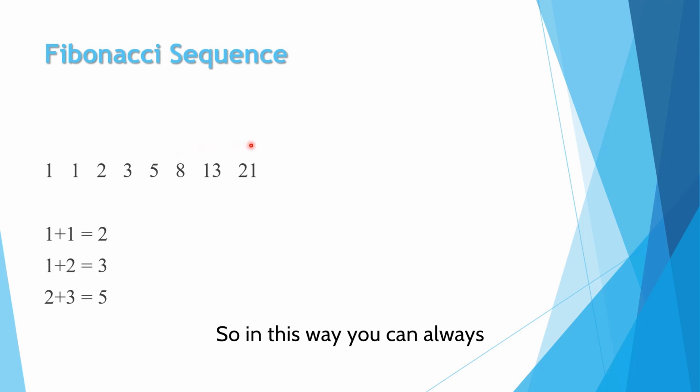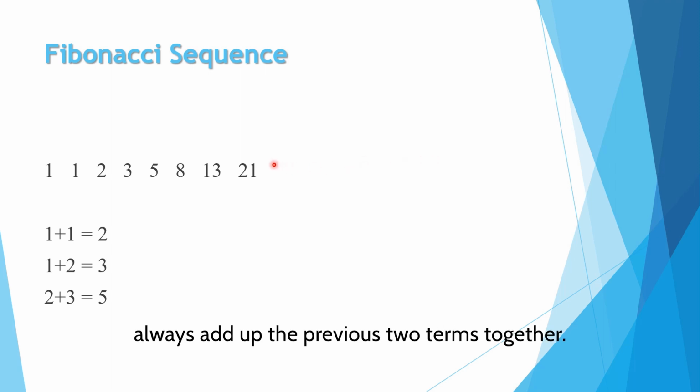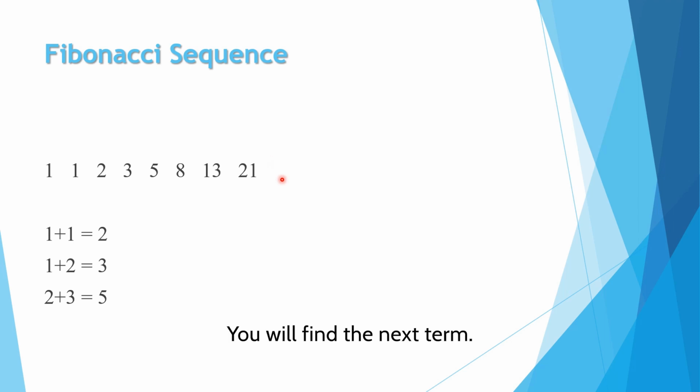So in this way, you can always predict the next and the next term. Let's say 21. If you want to find the next one, you add up 13 and 21. It should be 34. And then if you want to find further, you always add up the previous two terms together. You will find the next term. This is called the Fibonacci sequence.